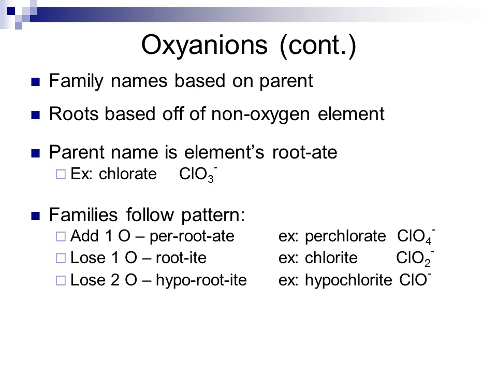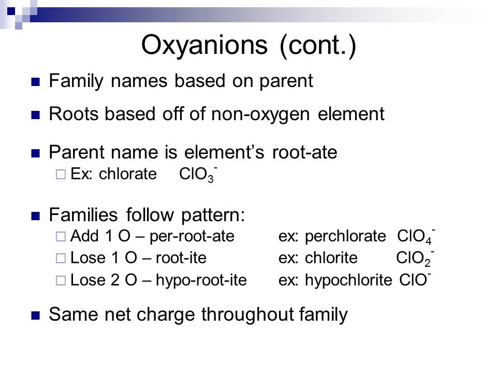If I take away two oxygens from the parent, then I have the name hypo, the root of the parent, and then -ite. So ClO3- without two oxygens becomes ClO-, and that would be named hypochlorite. The families all have the same net charge throughout the family.